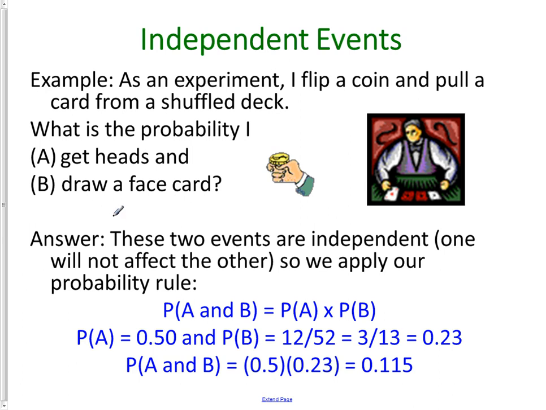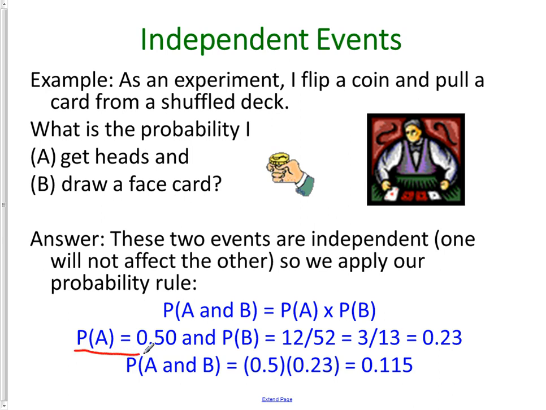As an example, let's consider what would happen if I flipped a coin and pulled a card from a shuffled deck. What's the probability that I get a heads and draw a face card? Well, these two events are independent. One will not affect the other. So we can apply our probability rule that says to take the probability of A and B to be the probability of A times the probability of B.